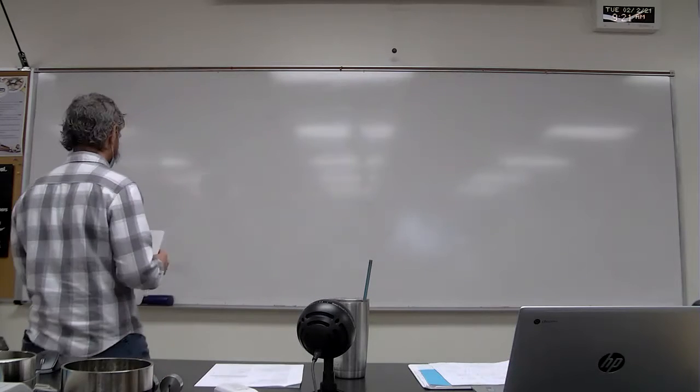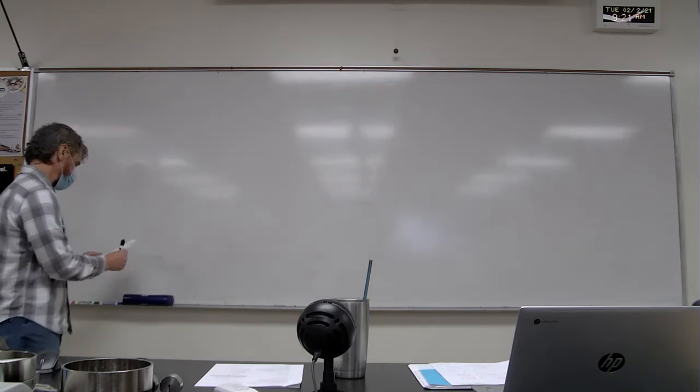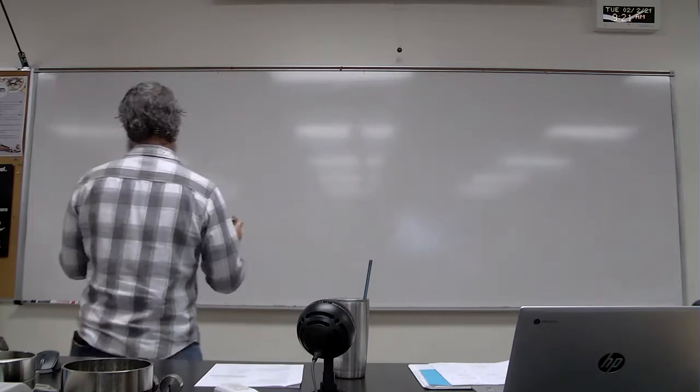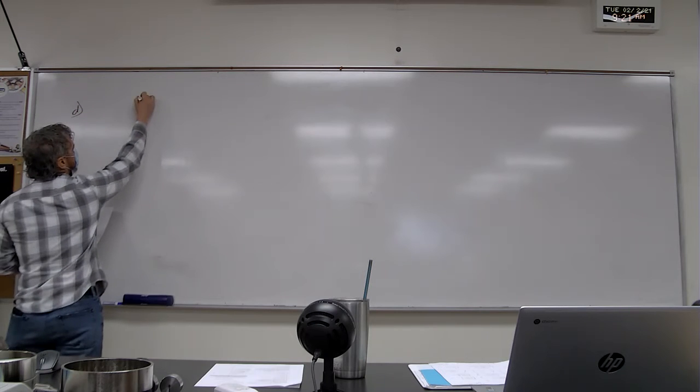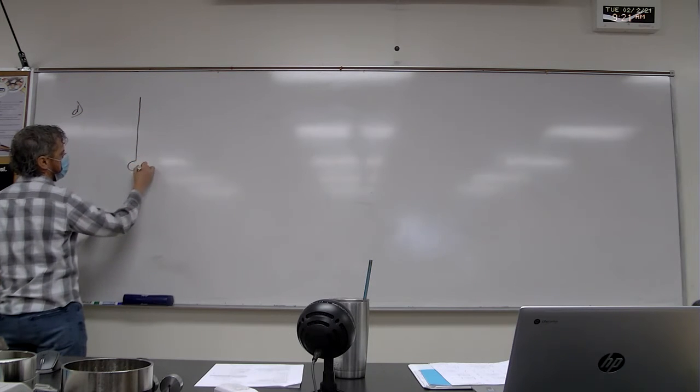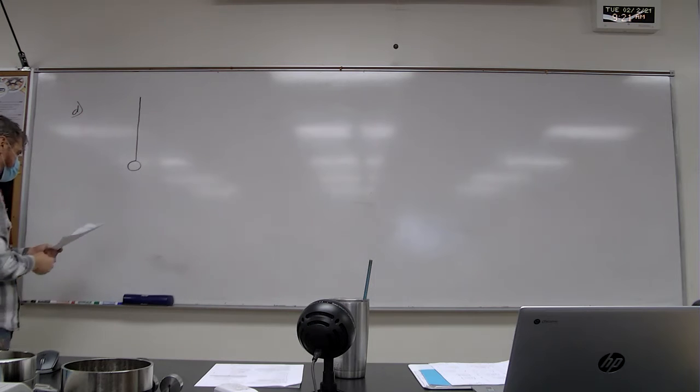All right, so we left off on part D, on the example problem yesterday. It says calculate the tension in the string when the bob is at its lowest position. Remember, we're dealing with a pendulum. At its lowest position, it is obviously the equilibrium position.